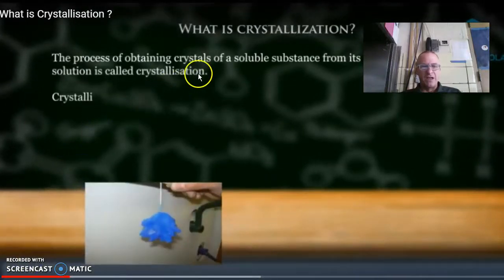The process of getting something to crystallize from its hot saturated solution. So when you have substances that are dissolved in water, you heat that water up, that stuff has been dissolved in there, and now the process of crystallization is getting it back out of solution.